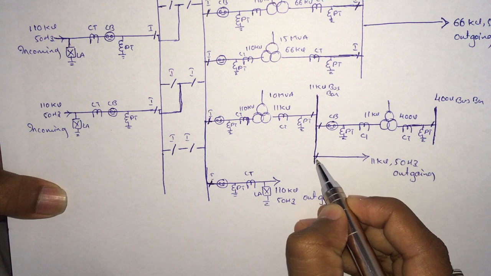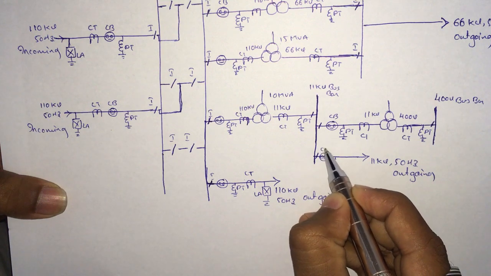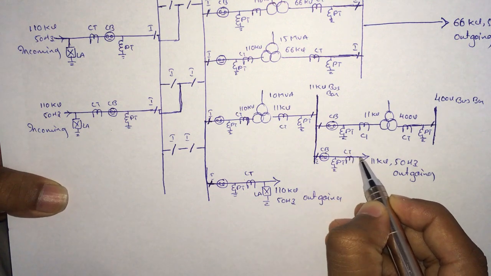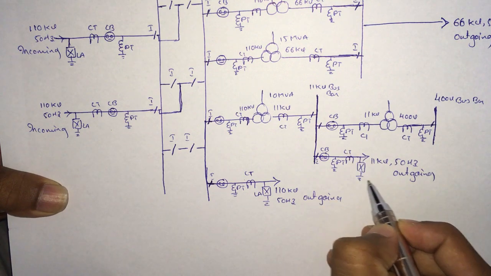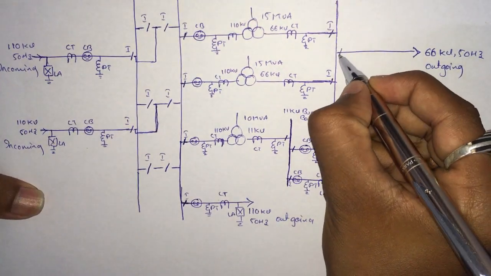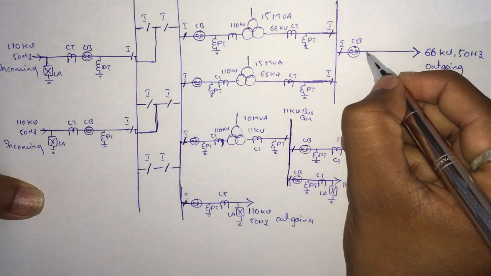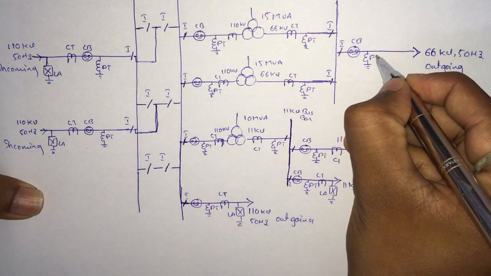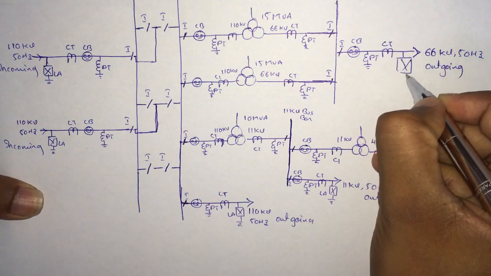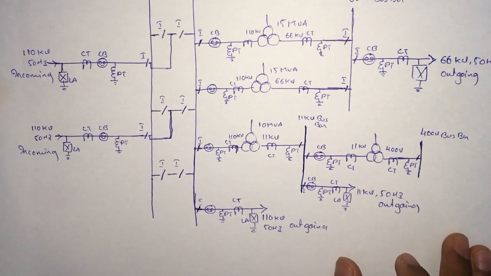Okay. Bus bar outgoing line is connected with a circuit breaker, PT, CT, lightning arrestor. Similarly, all the outgoing lines: isolator, CB, PT, CT, and a lightning arrestor, LA. Similarly here also, after the bus bar, isolator, CB, PT, CT, and lightning arrestor. This completes the single line diagram.